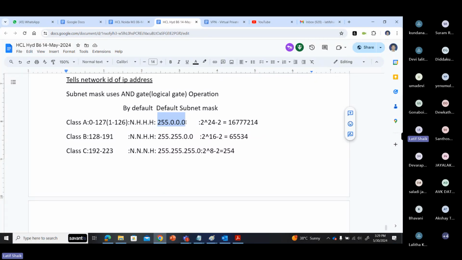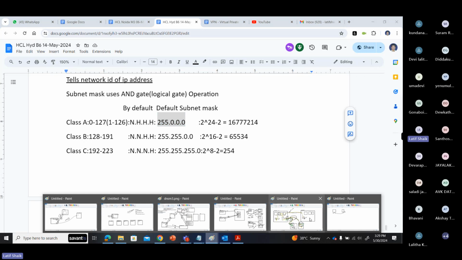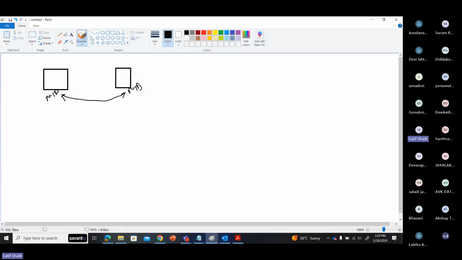Class B default subnet mask is 255.255.0.0. Class C, the default subnet mask is 255.255.255.0. Why is it 255.0.0.0, guys? As we said, in class A the entire first portion is network and the remaining are host portions. In the subnet mask, binary ones represent network bits and zeros represent host bits.